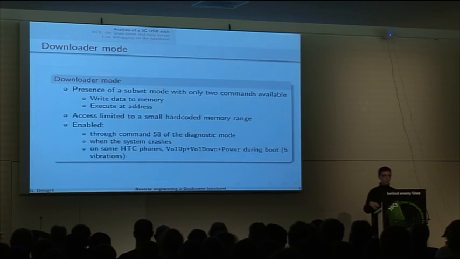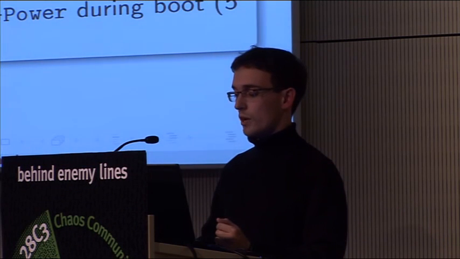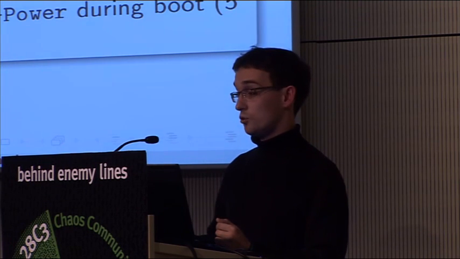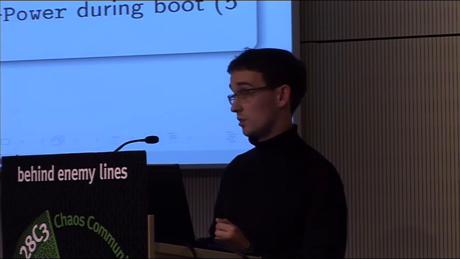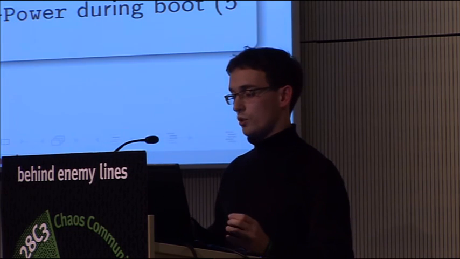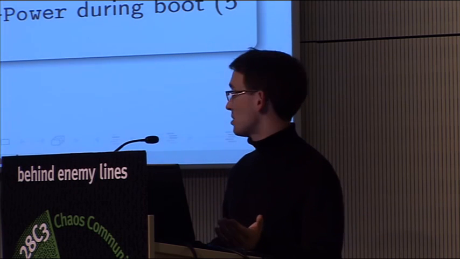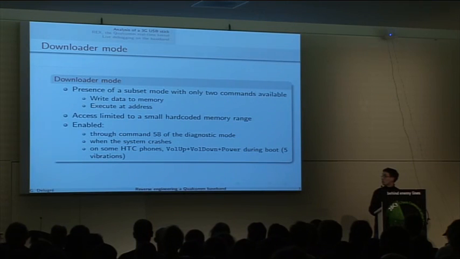There is also a second mode, accessible from the diagnostic mode, called the downloader mode. It's a mode specifically designed to write a piece of code into memory and execute it. When you enter this mode, you have only 2 commands available: write the data and execute at address. You can only write in a hard-coded range of memory, which is quite small. And to get to this mode, you have to go through command 58 of the diagnostic mode.